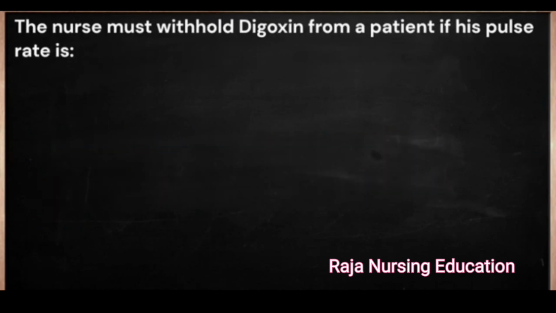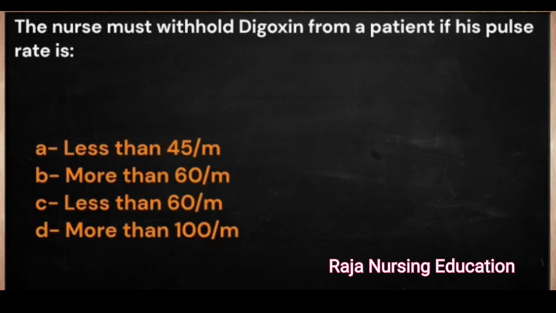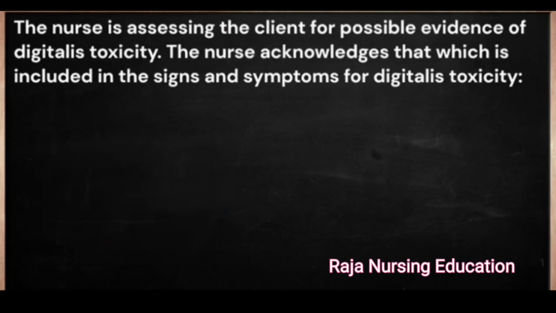The nurse must withhold digoxin from a patient if his pulse rate is A. Less than 45 per minute, B. More than 60 per minute, C. Less than 60 per minute, D. More than 100 per minute. The answer is C. Less than 60 per minute.